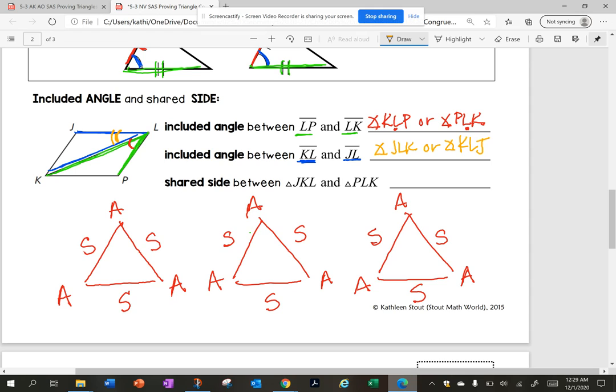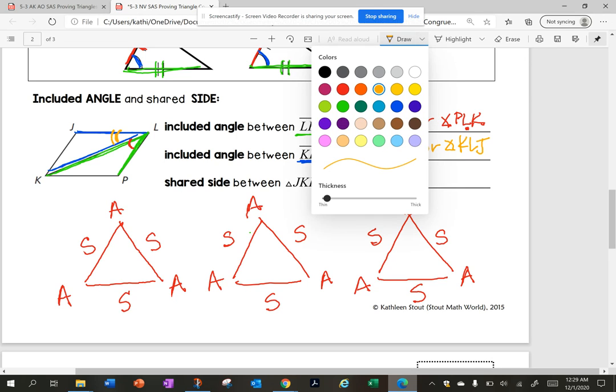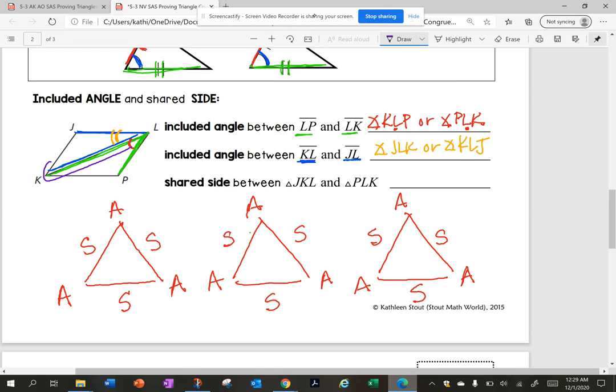Okay, I can share sides. I am asking, what side am I sharing between triangle JKL? So between my 2 triangles, the side that I'm sharing is right here. So this is my side that I'm sharing, which is a segment, and it's called KL.